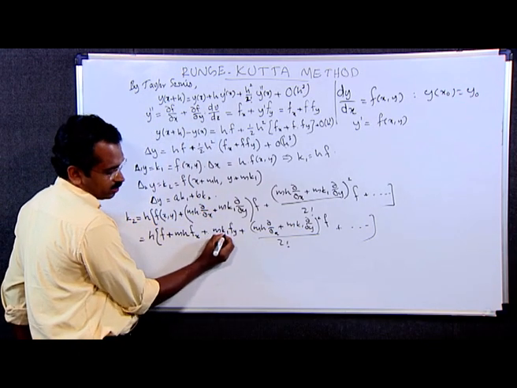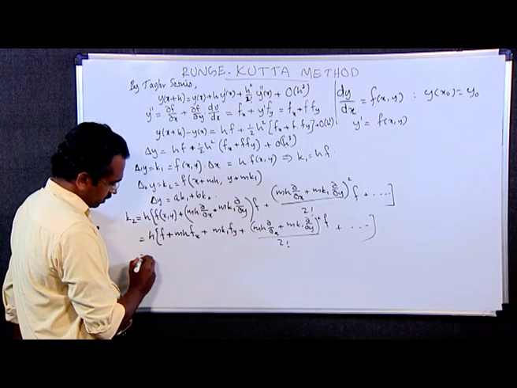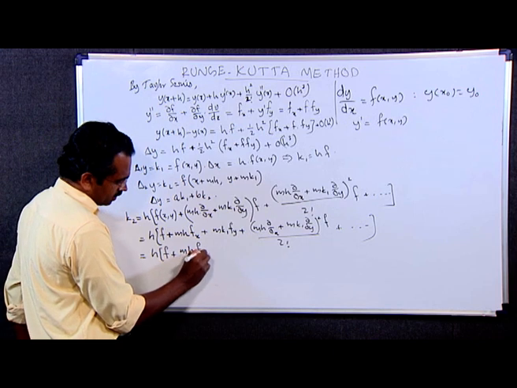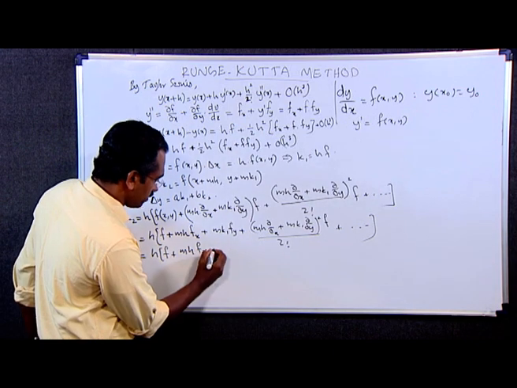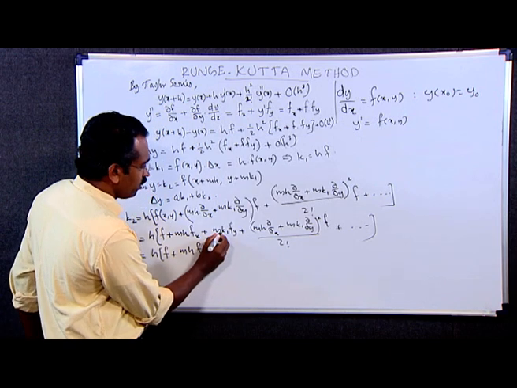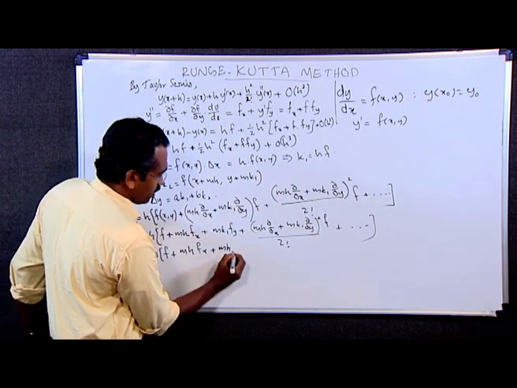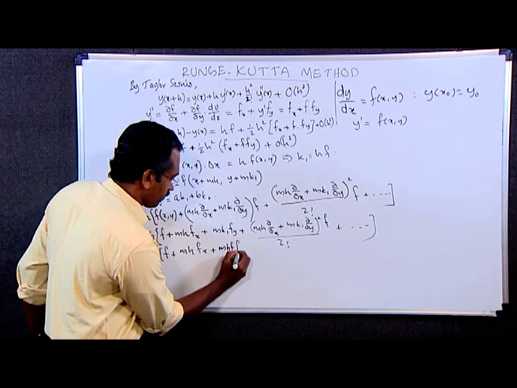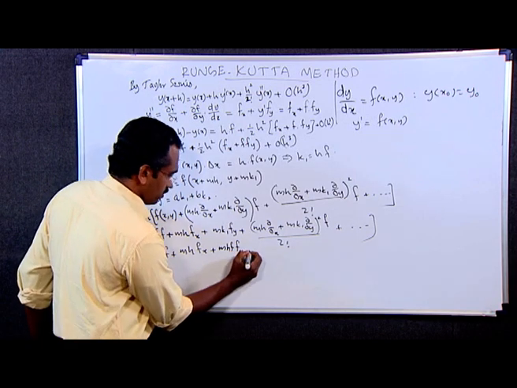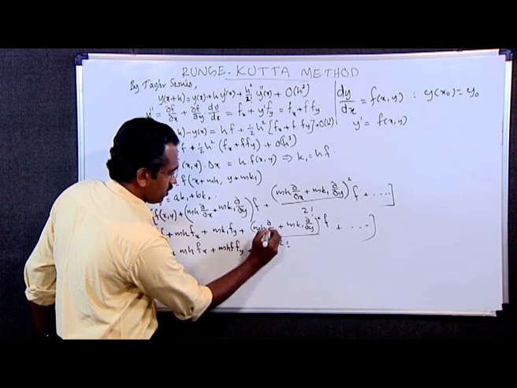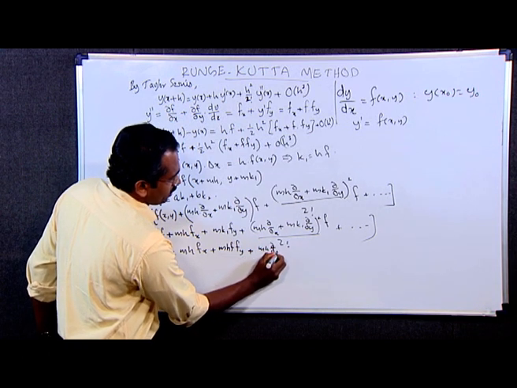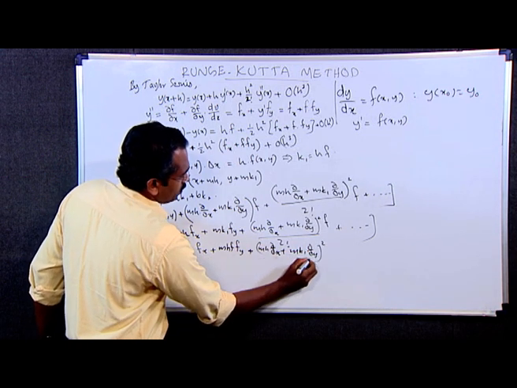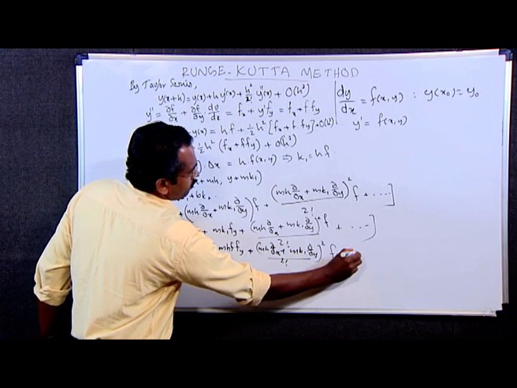We use k1 equal to h into f here. We can write this is equal to h into f plus m h f_x plus m into k1, which is h into f, that is m into h into f into f_y, the whole square divided by 2 factorial of f, plus etc.